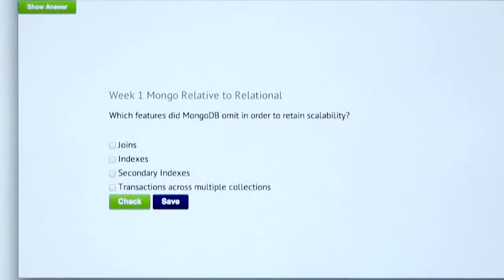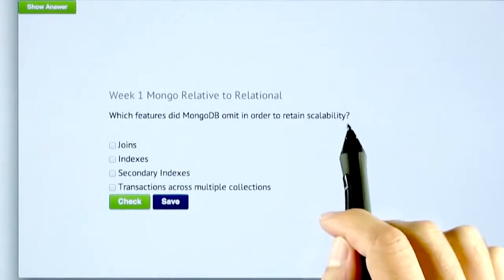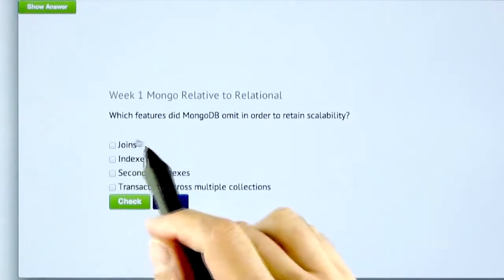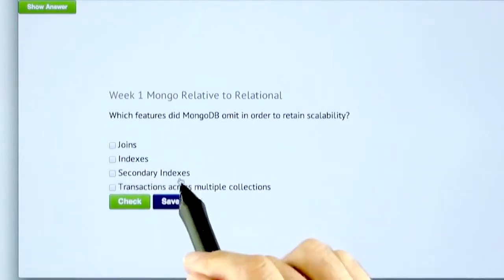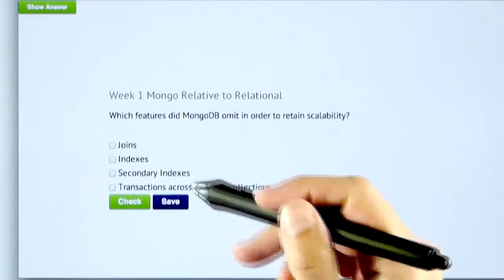Okay, it's time for a quiz. Let's talk about MongoDB relative to relational databases. Which features did MongoDB omit in order to retain scalability, horizontal scalability? Joins, indexes, secondary indexes, and transactions across multiple collections. So which of these did MongoDB omit?